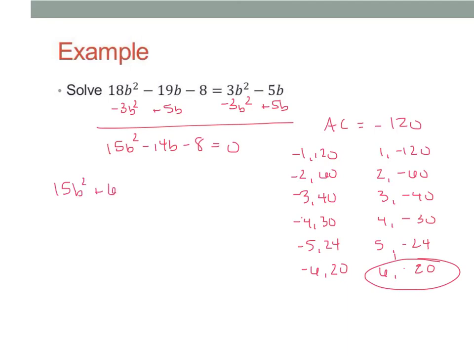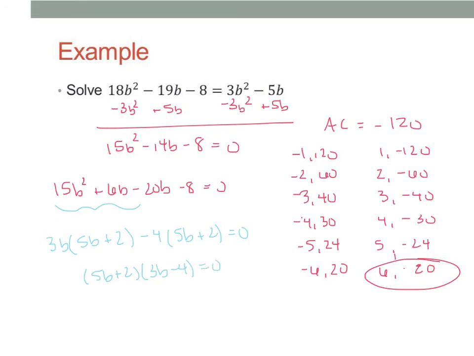All right, so we can write this 15b squared plus 6b minus 20b minus 8. And out of the first two, we can take out a 3b. So this is 3b times 5b plus 2. And I'm going to take out a negative 4, I believe. So it's 5b plus 2 because I took out that negative. And so that gives us 5b plus 2 times 3b minus 4.